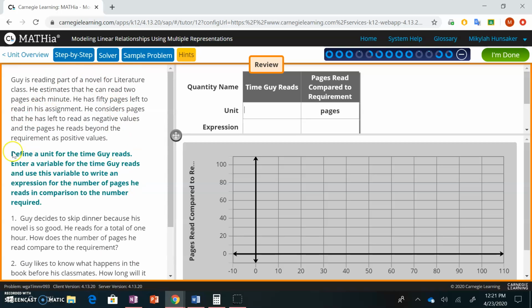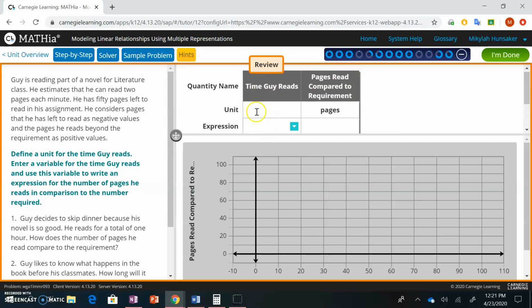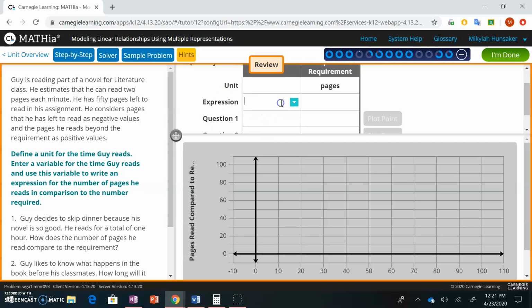It'll give you a bunch of information up here. Your job is to tell me the units first and then write an equation for it. I'll give you the hint that this one right here, the first column, the expression, is always going to be x. Always. Then this is going to be your equation. Like in our last one, we had x plus 4.8. It's going to depend on what you read in this problem. You're going to solve them, plot the 2 points, draw a line, and then you're going to be done.